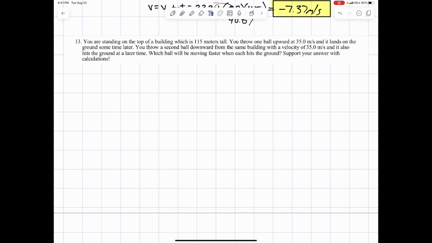13. You're standing on the top of a building which is 115 meters tall. You throw one ball upward at 35 meters per second and it lands on the ground sometime later. You throw a second ball downward from the same building with a velocity of 35 meters per second and it hits the ground at a later time. Which ball was moving faster when it hit the ground?